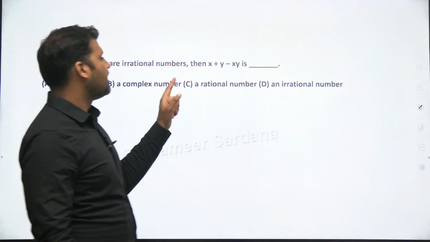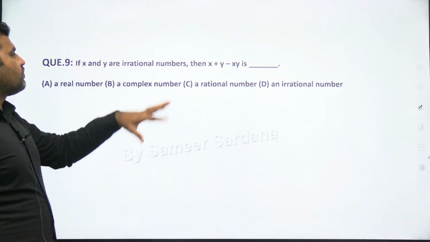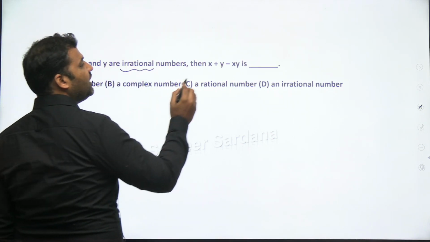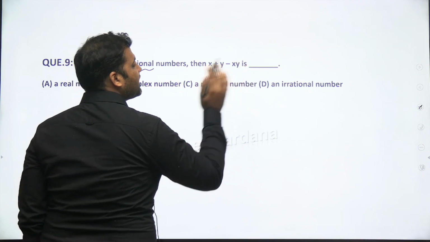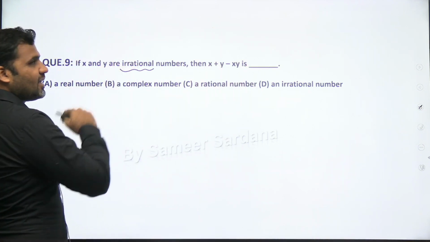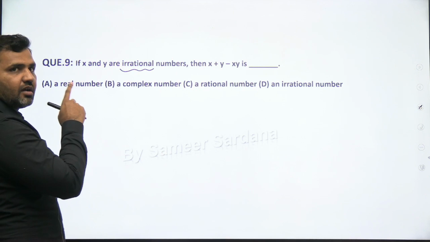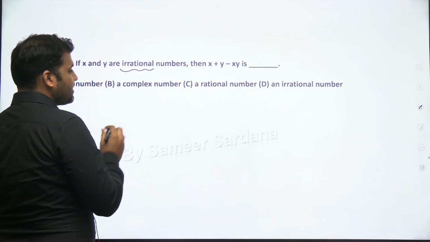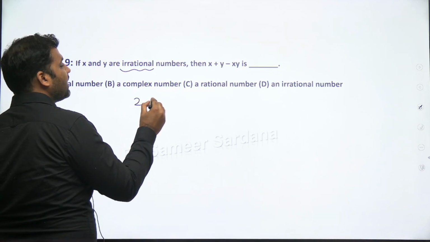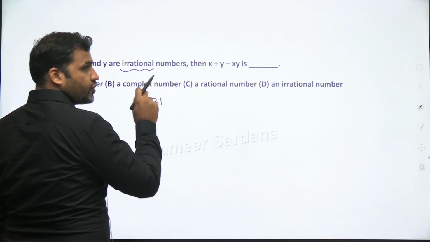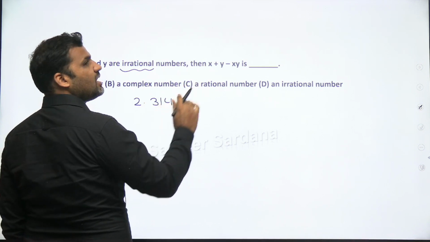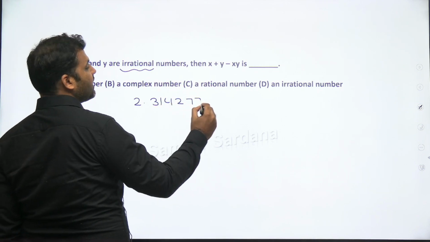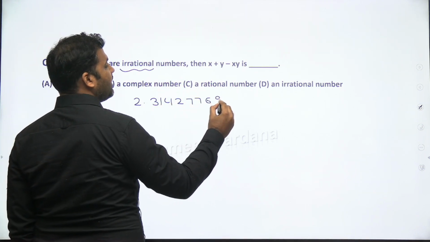Both easy questions though. This one is very tricky. X and Y are given to you as irrational numbers. X and Y both are irrational numbers. Then what is the value of X plus Y minus XY? See guys, what are irrational numbers? We already understood the definition of irrational numbers in detail in the previous 2 videos. Those numbers are called irrational in which the digits after the decimal are non-terminating, and there should not be any recurrence. There should not be any recurrence of the digits.